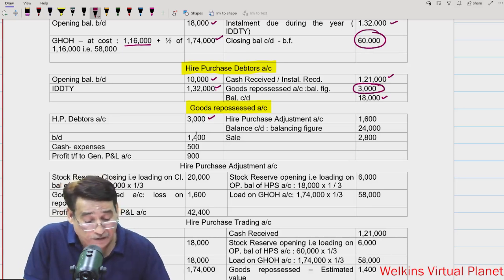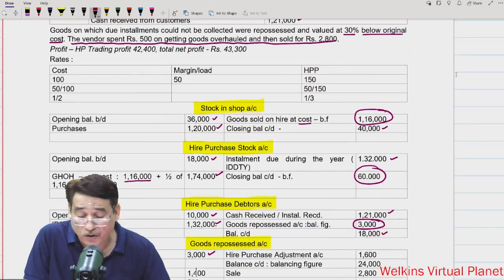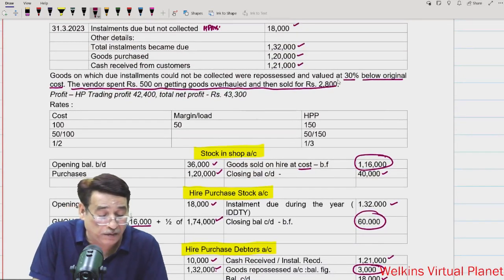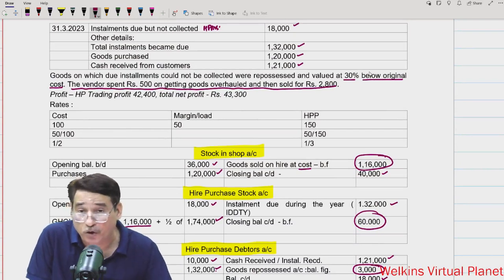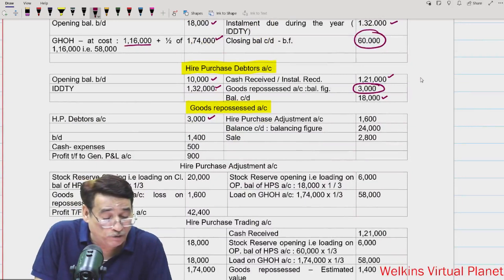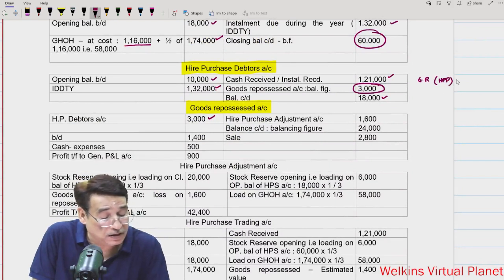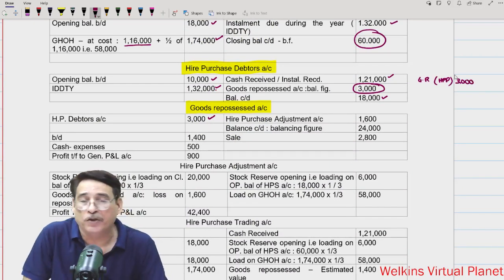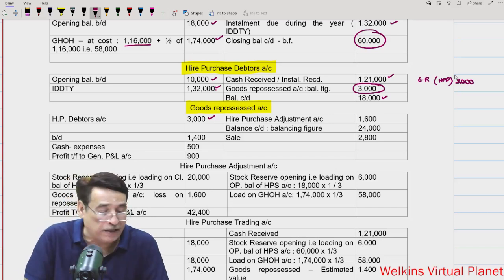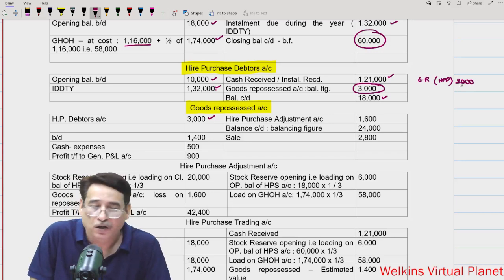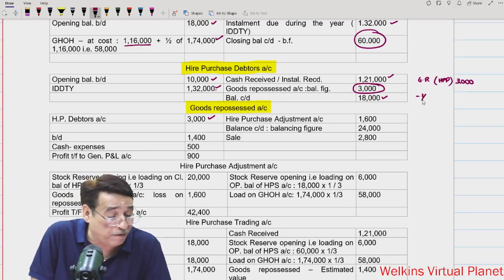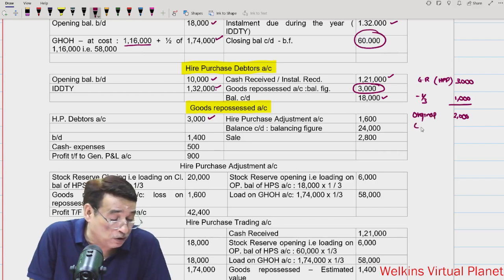Now the next point is that it was given in the question, goods on which installment could not be collected were repossessed at 30% below original cost. Now we know that goods which we have repossessed, this is the hire purchase price. Correct? Because installments are always based upon the hire purchase price. So I will have to find out the cost of this. In order to find out the cost of this, first of all, I will have to apply the rate 1/3. If I apply the rate, it will be equal to 1000. So that means this was the original cost of the goods repossessed.